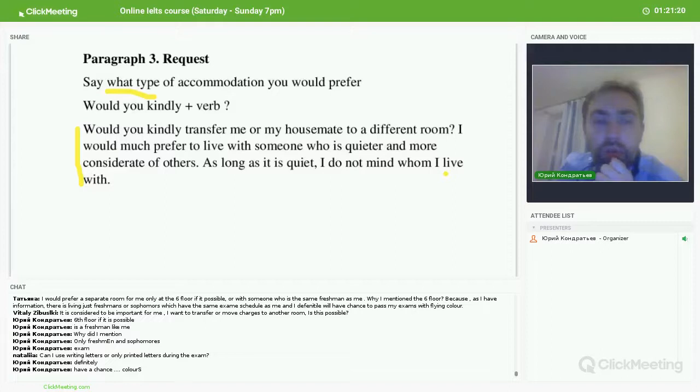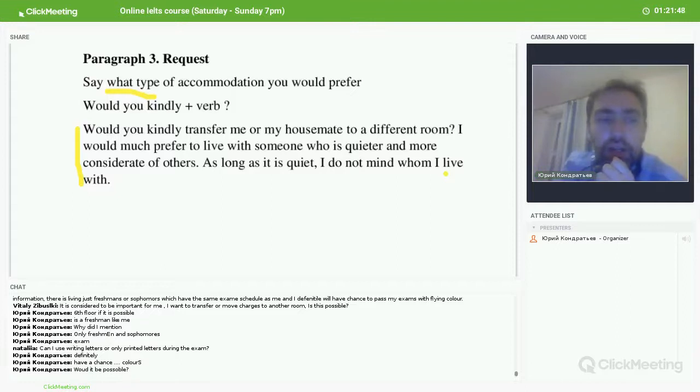I want to transfer or move charges to another room. Is this possible? Okay, what does charges mean? I don't understand what you mean by charges here. Is this possible? But it would be more polite to say, would it be possible? Is it possible is correct, but would it be possible? This is better grammar, more difficult grammar, and it's more polite. Would it be possible, like this?